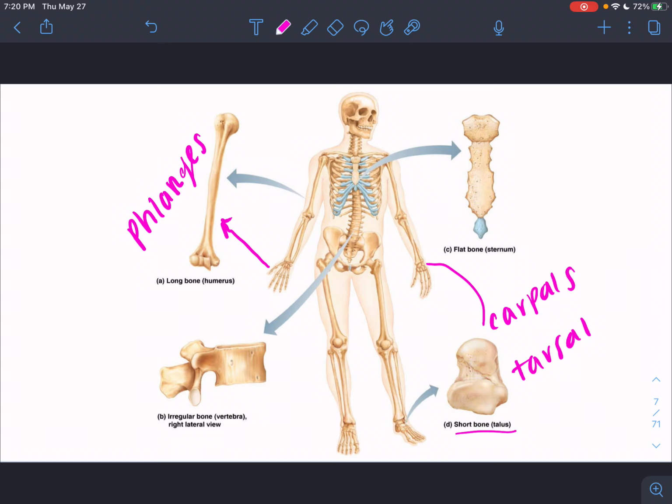Flat bones, sternum, your scapula, which you can't see in this picture, but scapula, cranial bones, your ribs are also considered flat. And then irregular, the weird shaped ones, so your vertebrae, pelvis, so on and so forth.